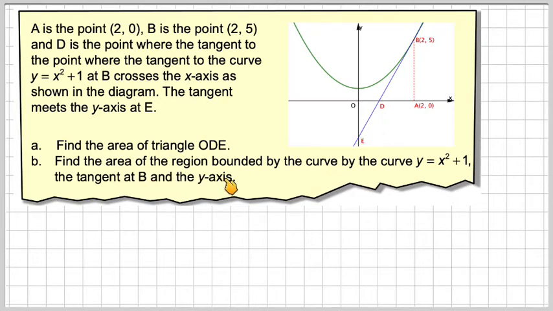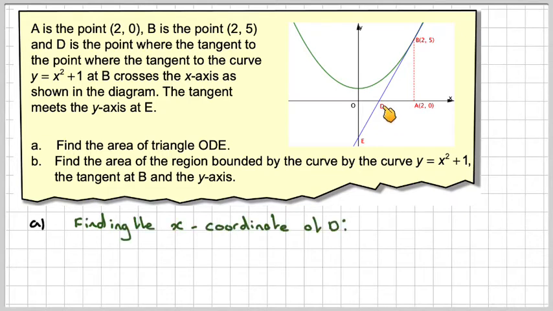and find the area of the region bounded by the curve y equals x squared plus 1, the tangent and the y-axis. So finding, first of all, the x-coordinate of D, and then we'll find the y-coordinate of E as well. To do that, we need to know the equation of the tangent, the blue line here.